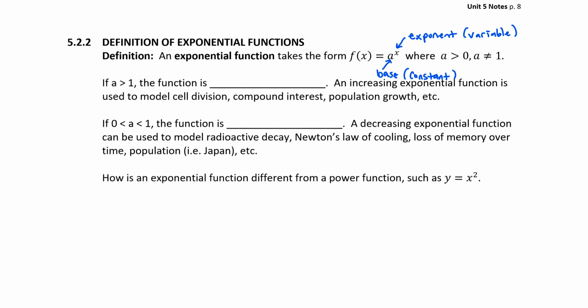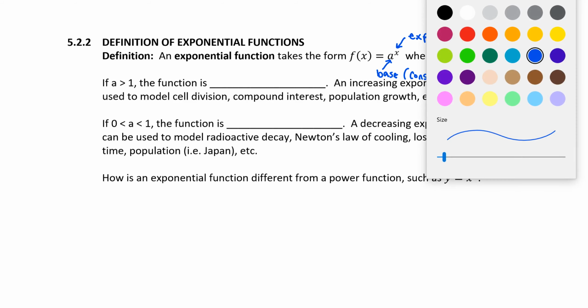Also, we want to make sure that our base is positive. If we take a negative base and raise it to a power, if x is even, we're going to get a positive output. If x is odd, we're going to get a negative output. So you end up with a function that oscillates above and below the x-axis. But if you have a positive base that's not equal to 1, you end up with an exponential function.